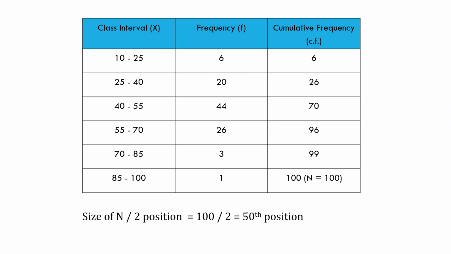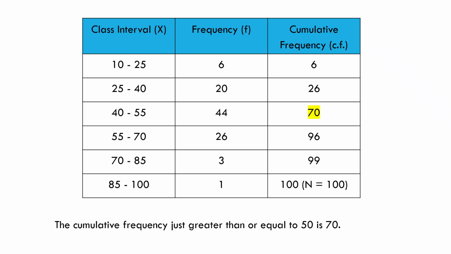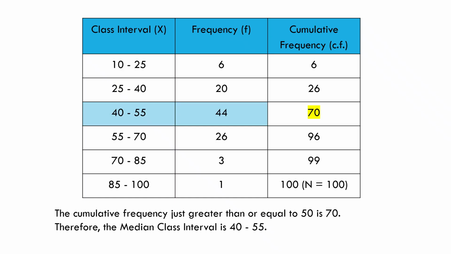In the final row of cumulative frequency, we find that the n value is 100. Now we calculate the n by 2 position. That is, n by 2 is 100 by 2, which is the 50th position. In the table, we identify that the cumulative frequency just greater than or equal to n by 2, that is 50, is 70. So we select the value 70 in the table. The corresponding class interval to the selected value 70 is referred to as the median class interval. So here the median class interval is 40 to 55.